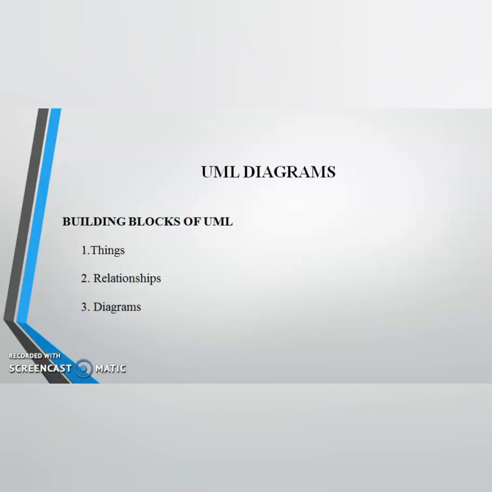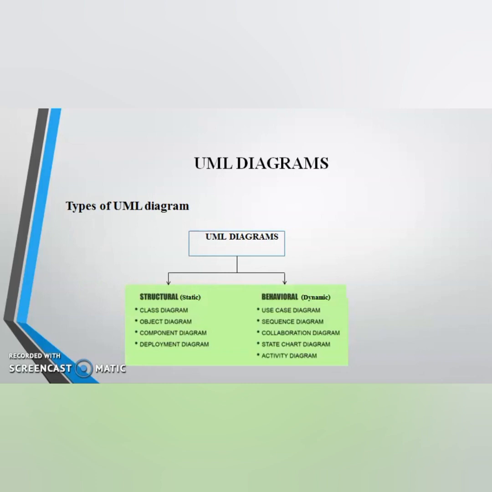These are the various building blocks of the Unified Modeling Language. The first building block is things, second one is relationships, third one is diagrams. Next we see the types of UML diagrams. These are all the diagrams which come under the UML diagrams. This UML diagram is categorized into two types. The first one is structural or static. The second one is behavioral or dynamic.